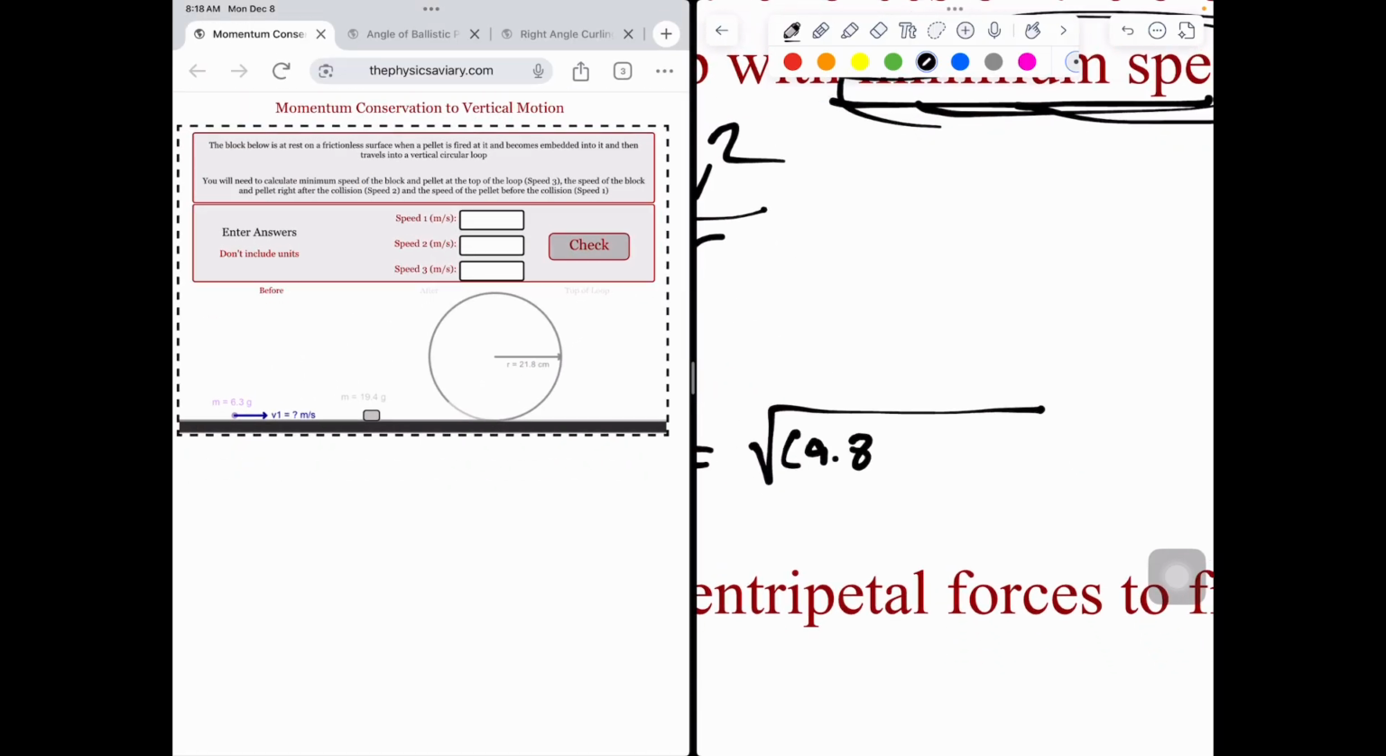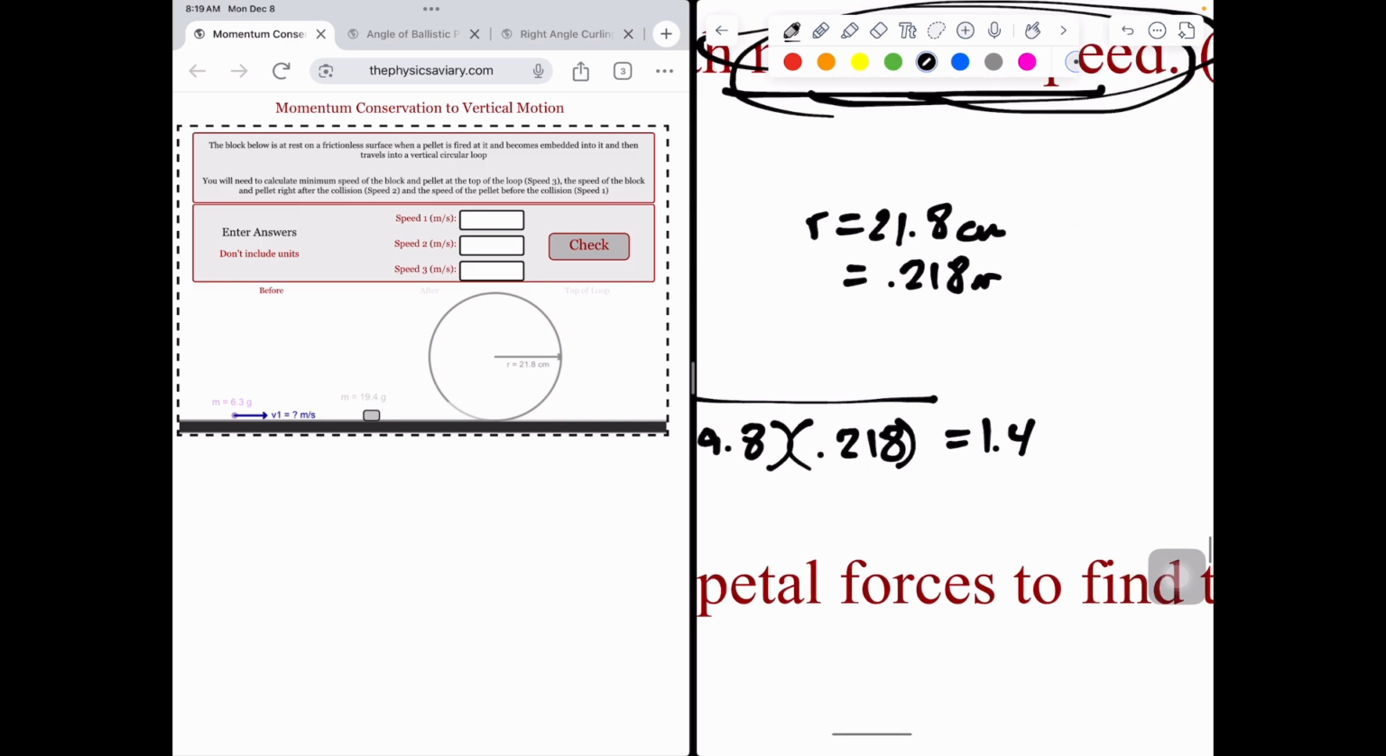So we're going to go 9.8 times the radius, which, keep in mind, is 21.8 in my case. Obviously write down yours, but that would be 0.218 meters. Make sure you convert it before you do this calculation, okay? So 9.8 times your radius, and then the square root. I'm looking at 1.46 meters per second.